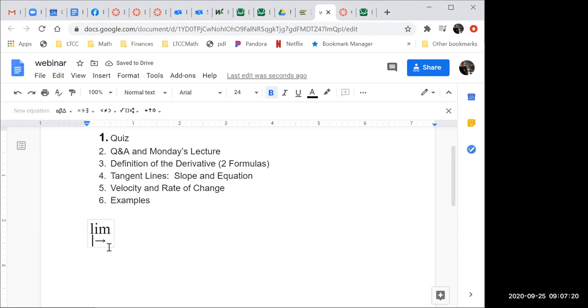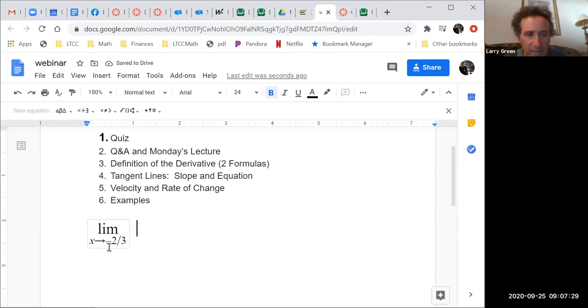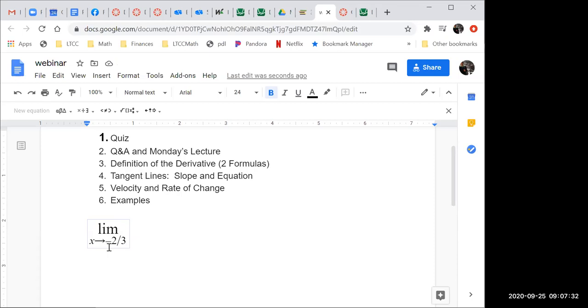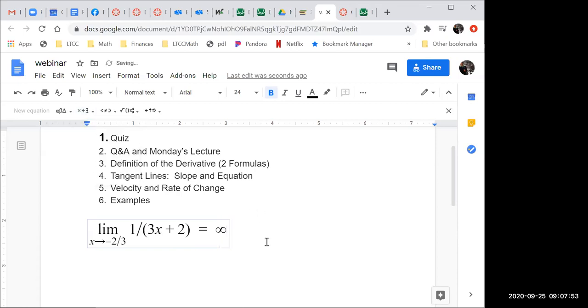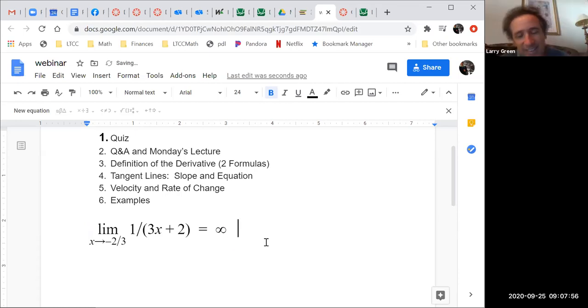For me, it's the limit as x approaches negative 2/3. It looks like 0.66666667. Okay, I'll let it be 2/3. And f of x is 1 over 3x plus 2 equals infinity, with capital M equaling 1,000. Sorry, it always takes me a moment to type things in. Absolutely, math takes a while to type.